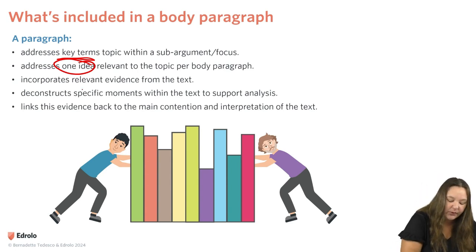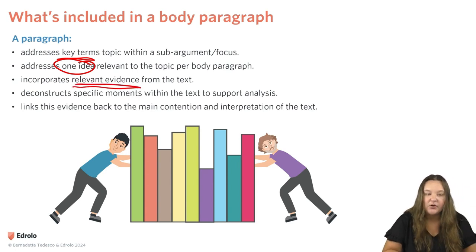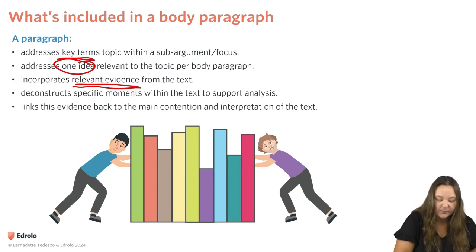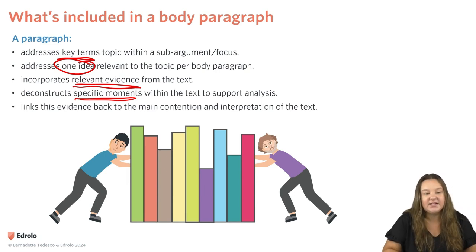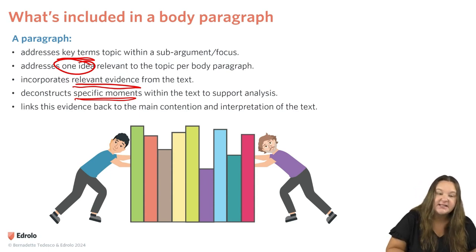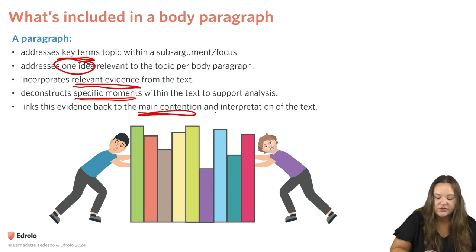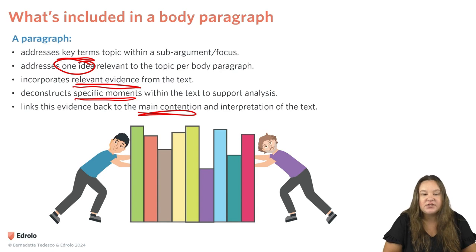You're going to incorporate relevant evidence into a body paragraph. This is where you need to prove what you're saying. And a body paragraph also needs to deconstruct specific moments. So you don't just say that it occurs in the text, but you analyze that moment within the text in order to support your analysis. You also need to link this evidence that you're going to be using back to that main contention that you developed. And in doing that, it's going to help you interpret the text.